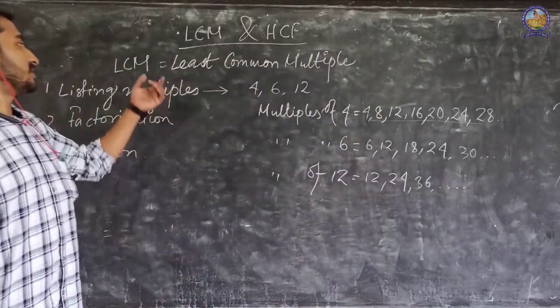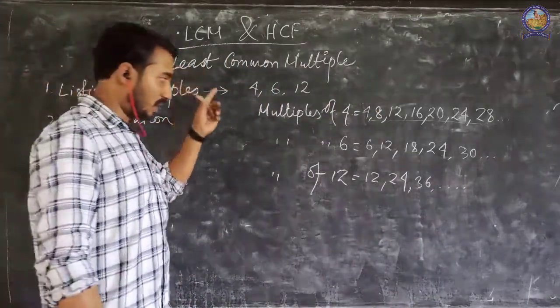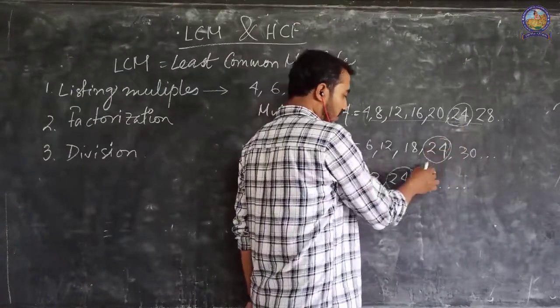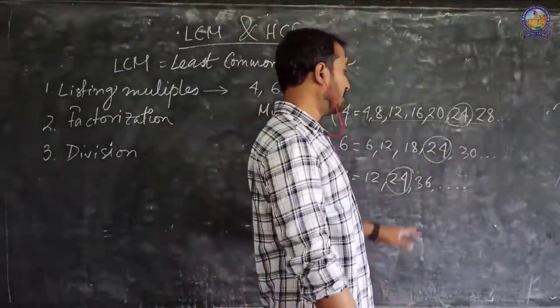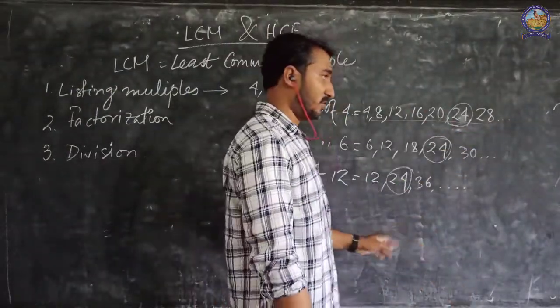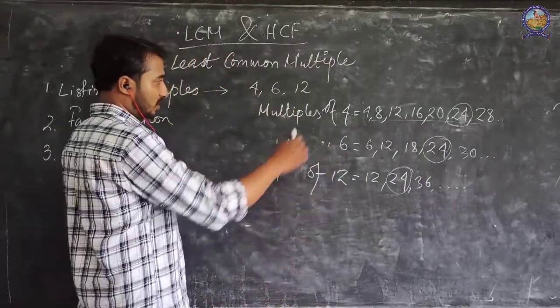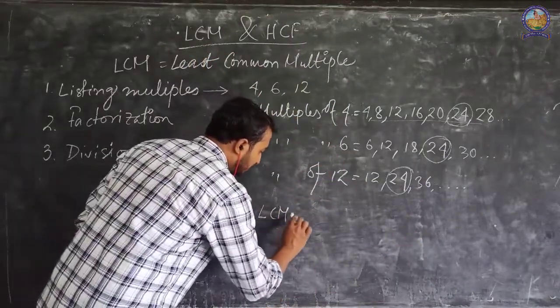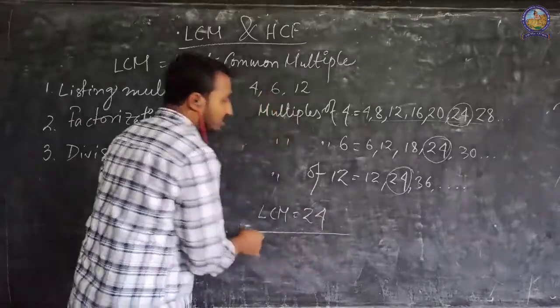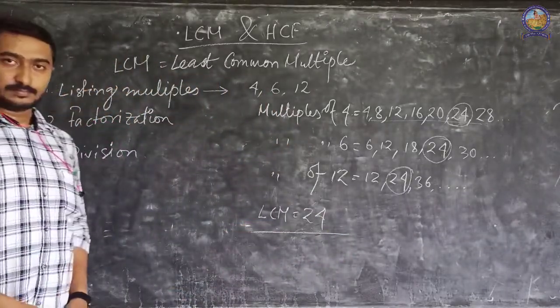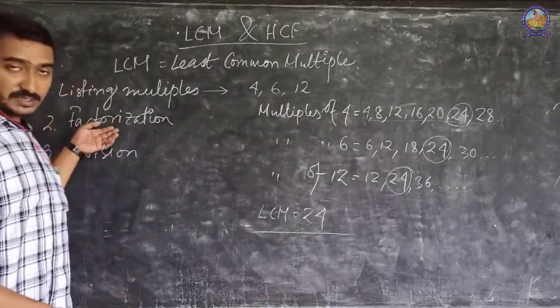So as the name refers, least means the smallest one. The first one I got is 24, and definitely I will get some other common multiples, but I need the least one, the smallest one. Therefore the LCM is equal to 24. That's all. Now we'll move on to the next method, that is the factorization.